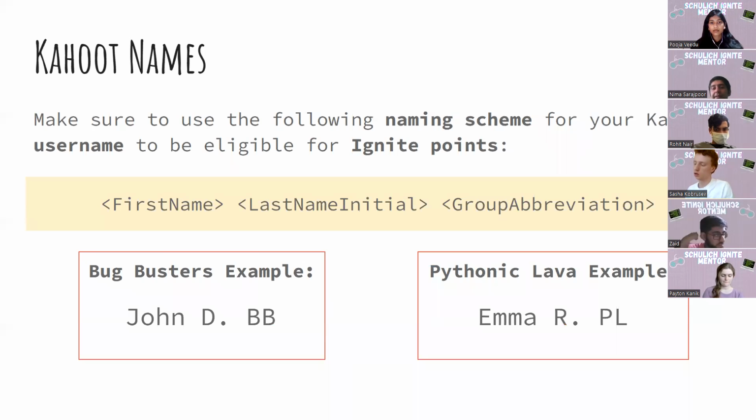This is the format that you need to use when you create the username in the Kahoot. You use your first name, then the initial of the last name, and the group abbreviation. For example, Bugbuster is BB and Python Lava is PL. So this is going to be your group abbreviation, BB or PL. Your first name, space, the last initial, dot, and then the group abbreviation.